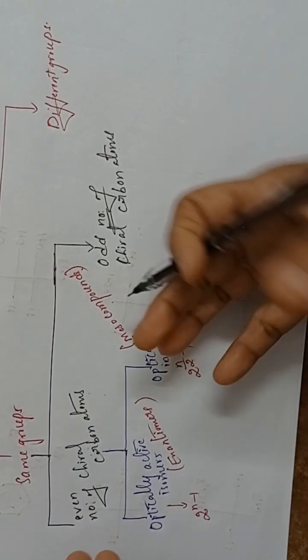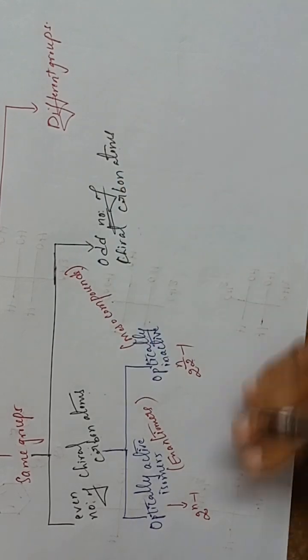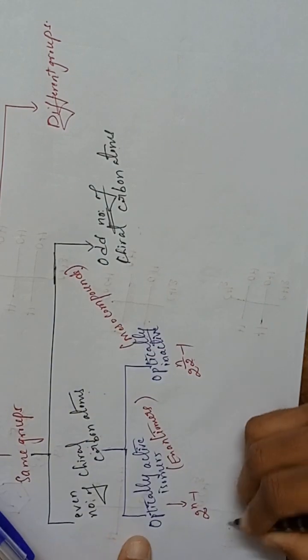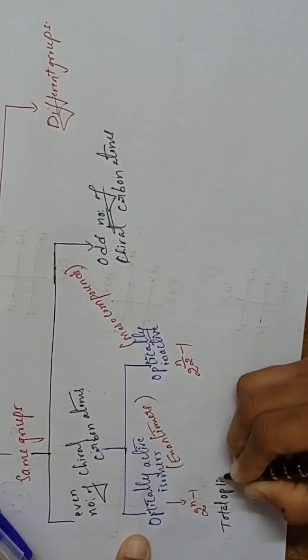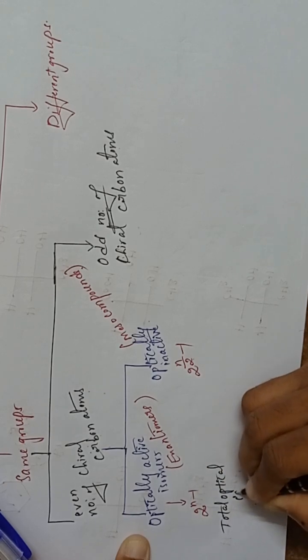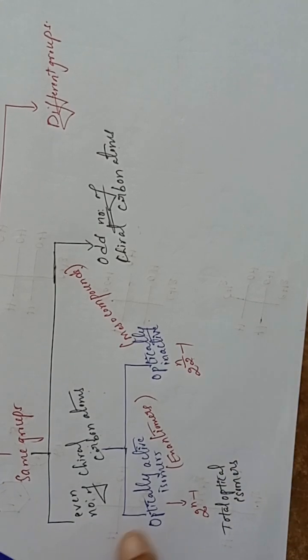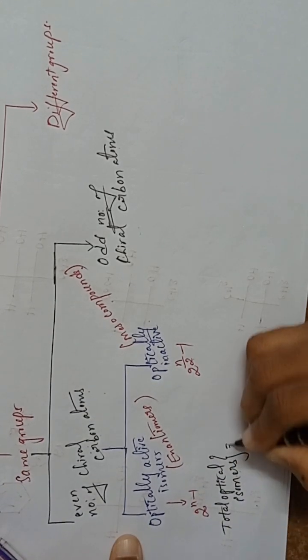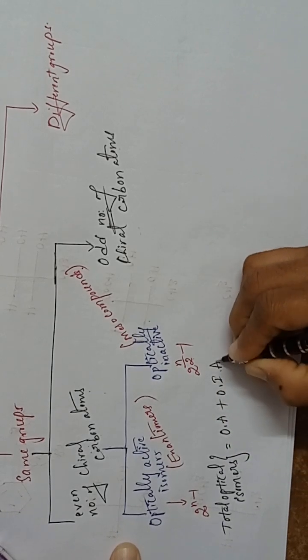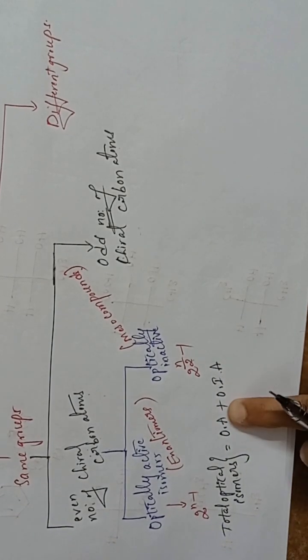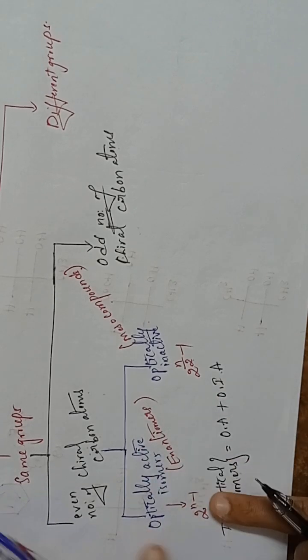What about optical isomers? Total optical isomers, how to calculate? What is the formula, students? Total optical isomers is equal to optically active plus optically inactive isomers, students. Optically active plus optically inactive. Optically active, what is the formula?